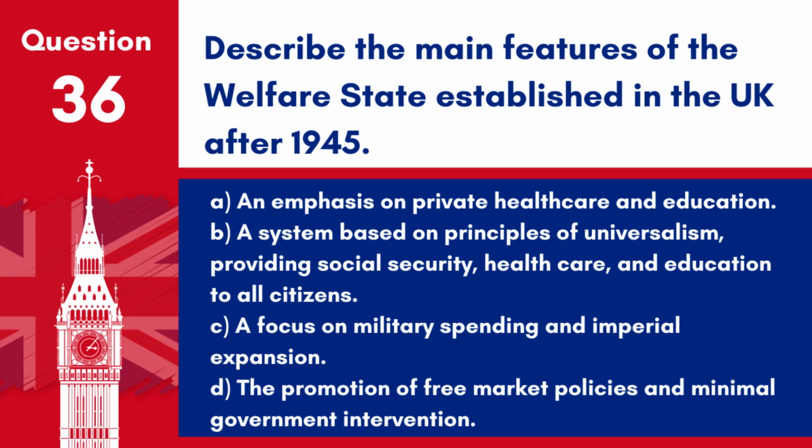Question 36. Describe the main features of the welfare state established in the UK after 1945. A. An emphasis on private healthcare and education. B. A system based on principles of universalism, providing social security, healthcare, and education to all citizens. C. A focus on military spending and imperial expansion. D. The promotion of free market policies and minimal government intervention.